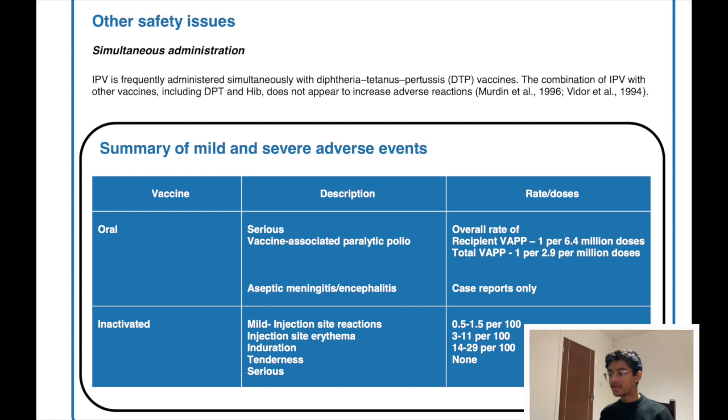So let's have a look at VAPP in oral vaccines, which is the most common vaccine that we have at the moment, and it's the only one where you can get VAPP. Total VAPP is 1 per 2.9 million doses. That is a very small probability. And like our physician said earlier, it is basically 1 in a million. It's smaller than 1 in a million for polio.